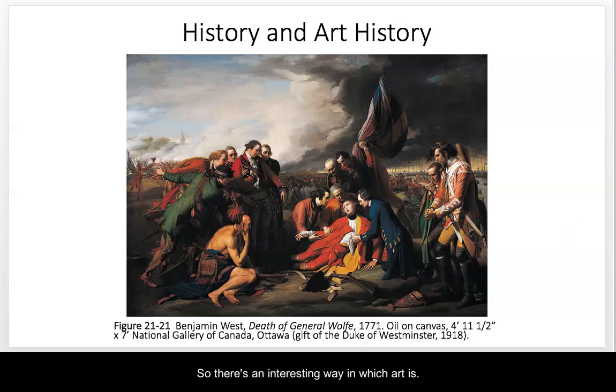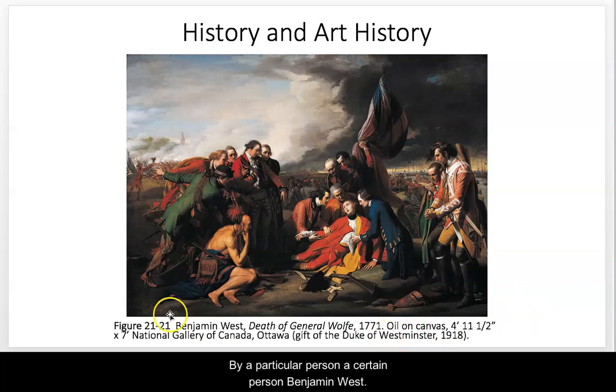So there's an interesting way in which art is made by one or more people who are the artists at a certain time, right? This was made in 1771, a particular time, by a particular person, Benjamin West, in a specific place, wherever he made this. I'm not sure where he actually painted it, but it exists in a specific place still. And it continued on into the present. It survived long after Benjamin West has passed away.